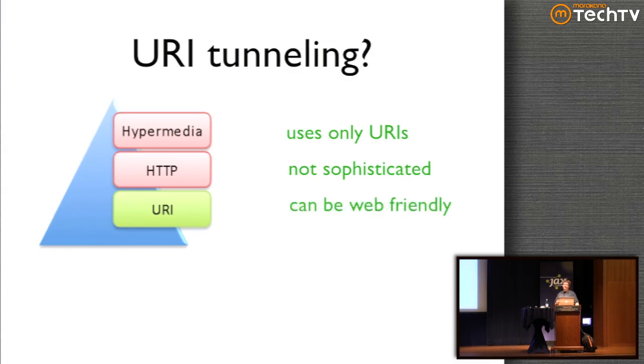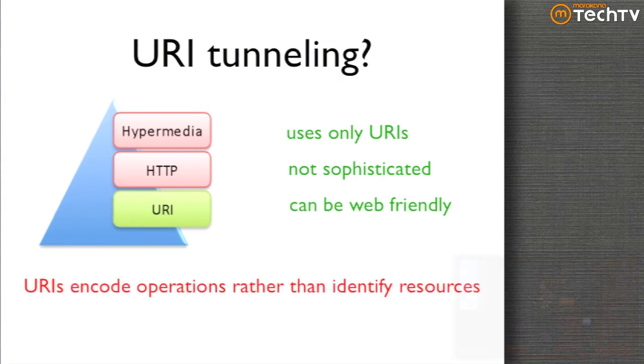This can be made web-friendly in terms of caching and other sorts of desirable characteristics. But the problem here is a fundamental kind of abstraction problem, because the URIs are encoding operations here, not resources. And if we're trying to get to the restful world, we're trying to represent those things as resources, not operations.